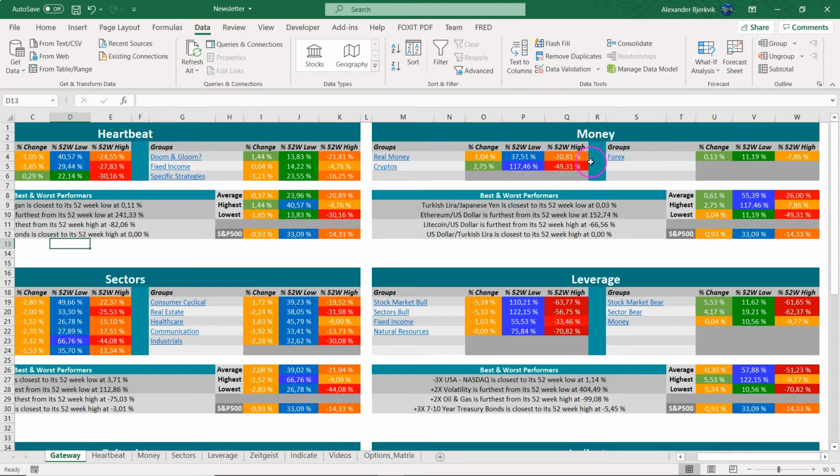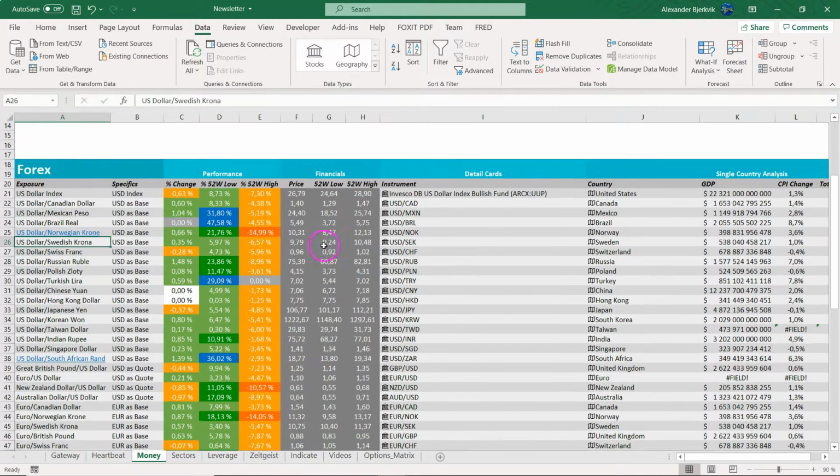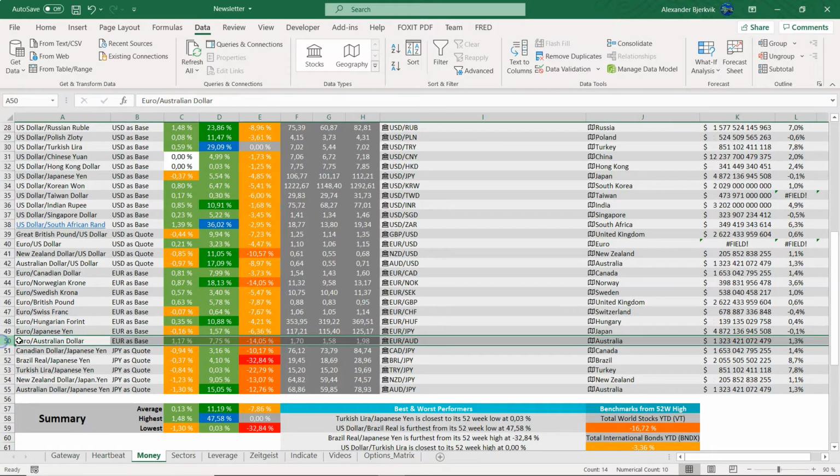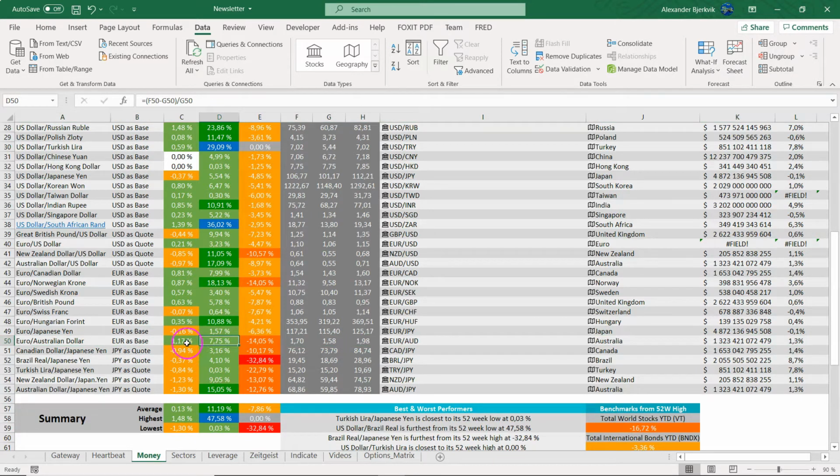I have identified three primary types of money. You got real money, cryptos, and forex. This is, of course, forex. And we will look at this pair, where the euro is the base. Here you can see that it is around 8% off the 52-week lows, minus 14% away from the 52-week highs.